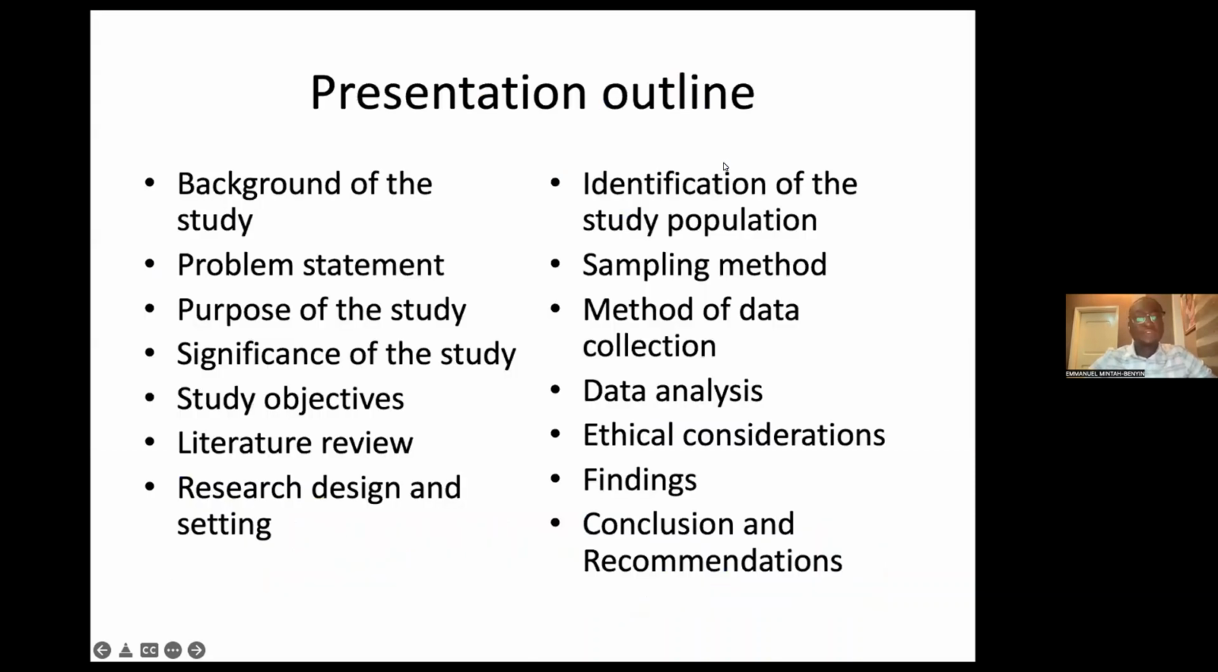My presentation will follow this outline. Background of the study, problem statement, significance of the study, the method of data collection, some ethical consideration, and we'll discuss my findings.